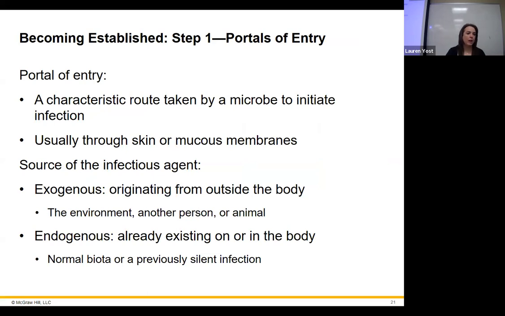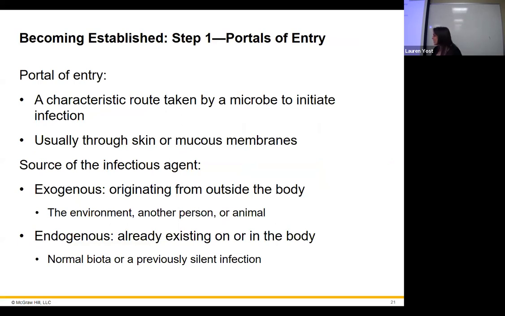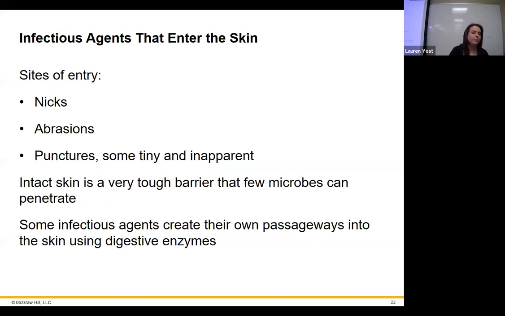Portal of entry can be, you can get your illness from an exogenous source coming from outside, like we have with COVID, or an endogenous source from stuff that's already in the body, like E. coli, right? So it says a normal biota or a previously silent infection, right? Maybe you had gotten sick from something and it was just hanging out in your body and you didn't know you had it, and now you've got the disease. Or maybe you did, and it's been years, and now it's coming back out again like chickenpox does with the shingles, that sort of stuff.